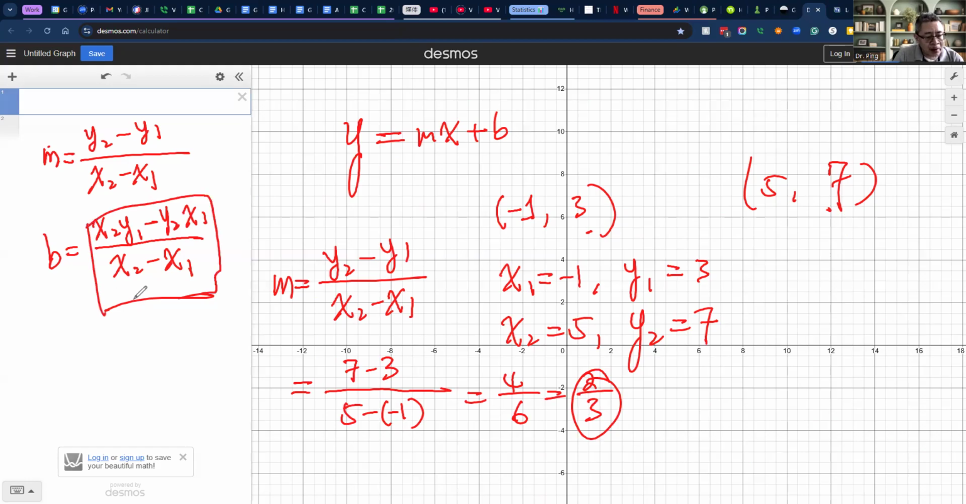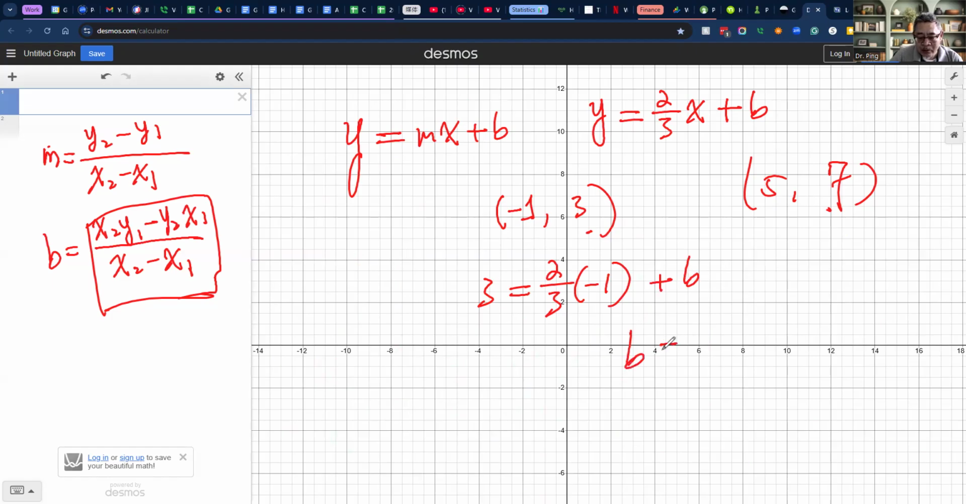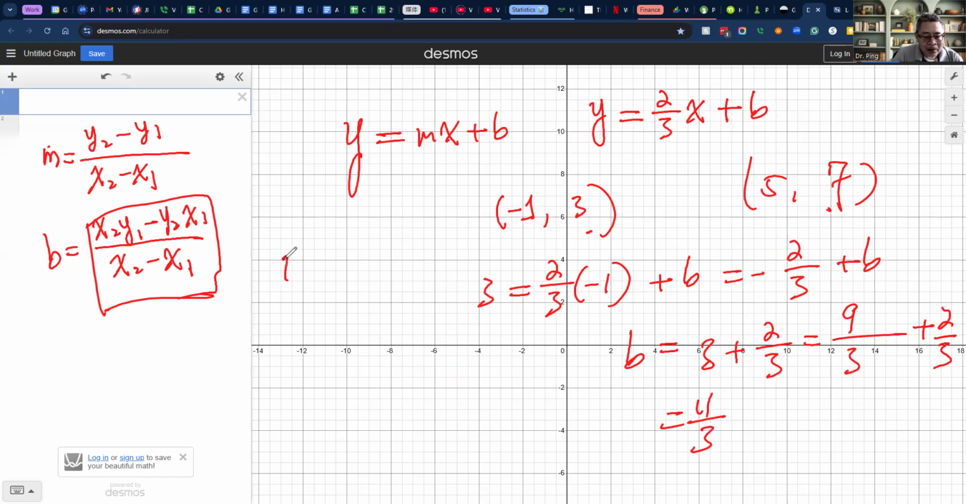Now, we can use the formula to find b, or we can just plug in, because now we know y is 2/3 x plus b. So what we're going to do is just plug in a point. It doesn't matter which point you plug in. Let's say you plug in the first point. So we got 3 equal to 2/3 times negative 1 plus b. So this is minus 2/3 plus b. So b will be 3 plus 2/3. 3 is 9 over 3 plus 2 over 3, so we got 11 over 3. So therefore, what we got here is y equal to 2/3 x plus 11 over 3. So that's what we got.